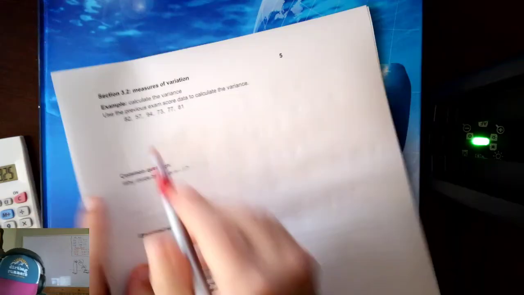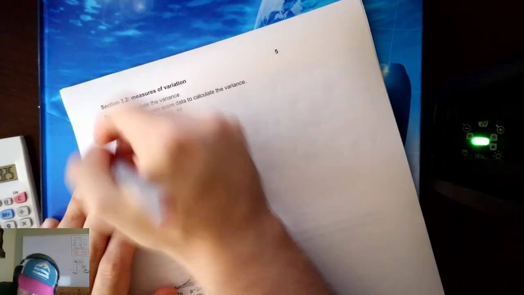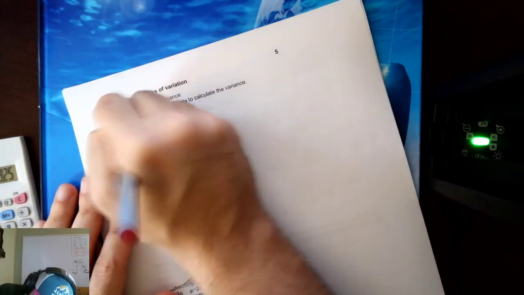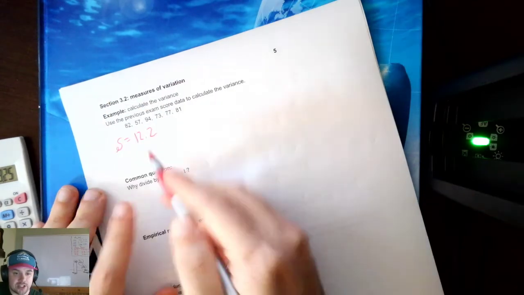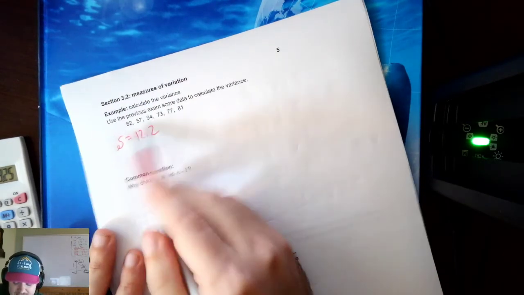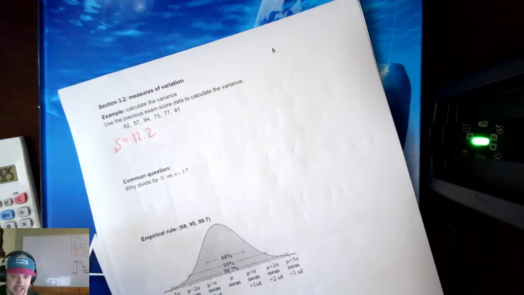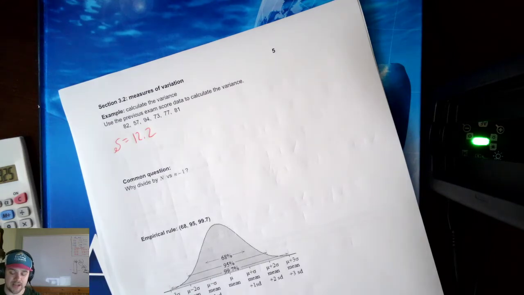So let's take a look here at our example. This says use the previous data to calculate the variance. It's important to remember the standard deviation was 12.2 earlier, right? We already calculated the standard deviation of this data. You need the standard deviation first before you can calculate your variance.